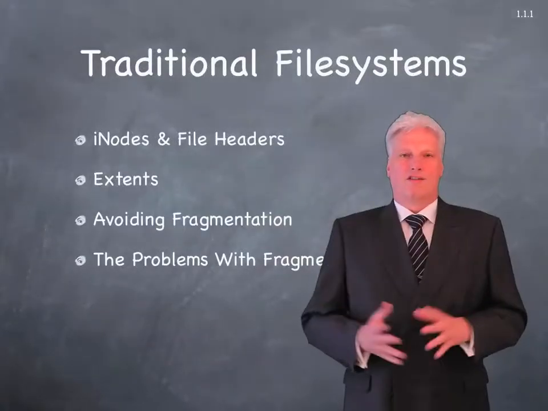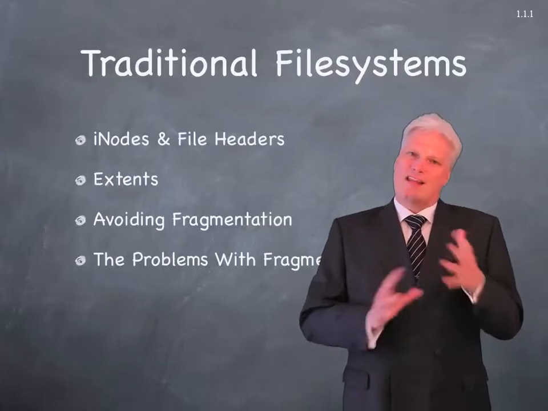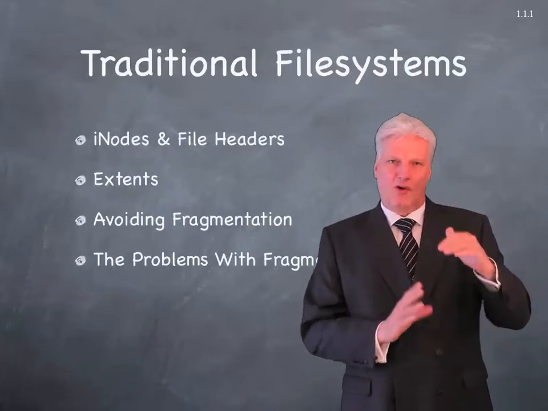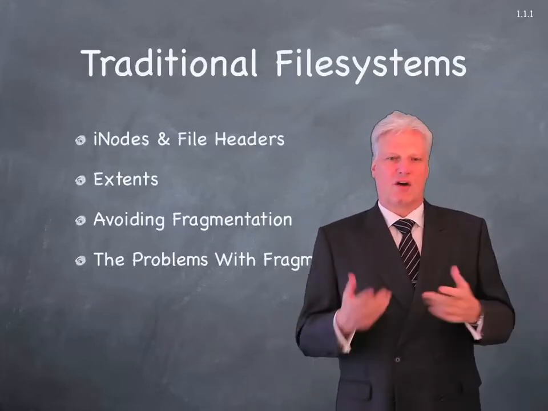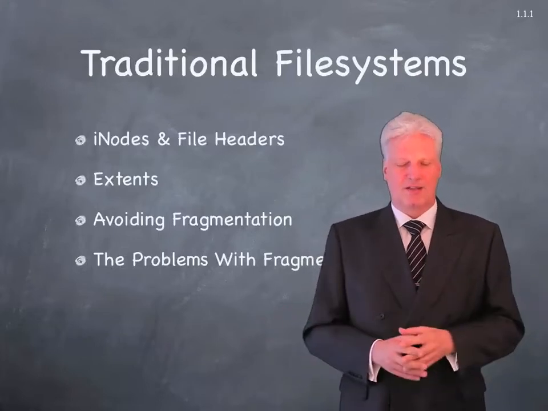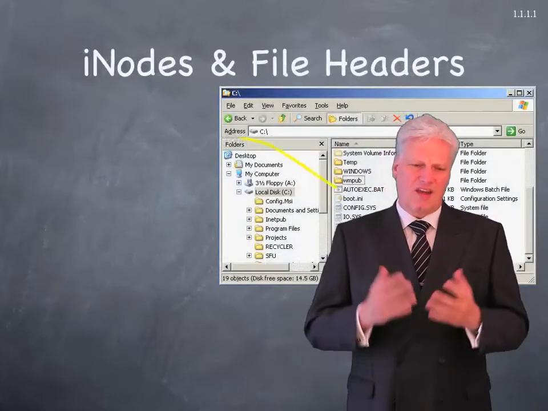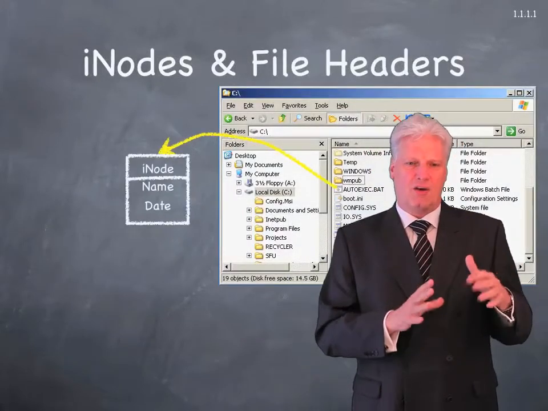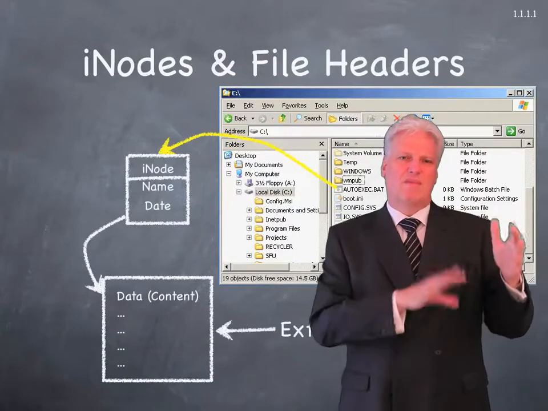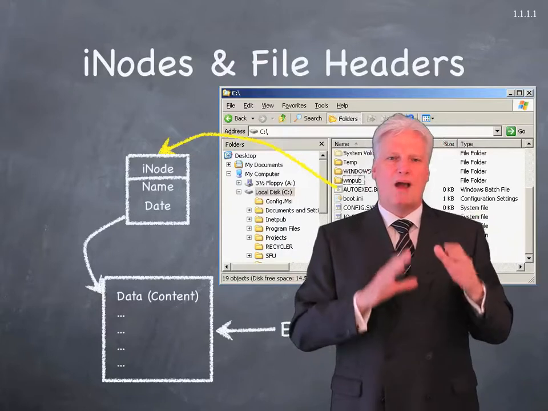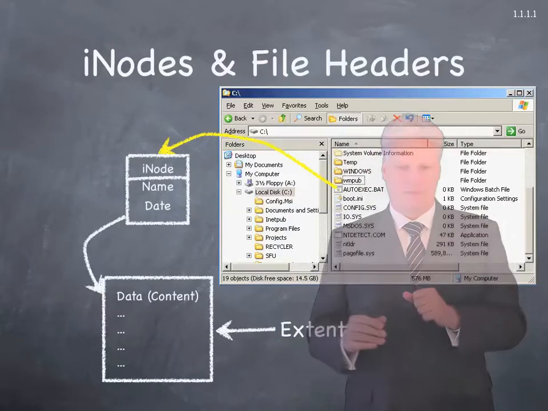In a traditional file system, every file is represented inside the file system by a file header or an iNode. Some systems call it a file header, like Windows for instance. Other systems call it an iNode, like Unix-based systems. But essentially it's the same concept. The idea of the file headers and the iNodes is that they keep the meta information, the information about the data in the file itself, where the file lives on the disk.